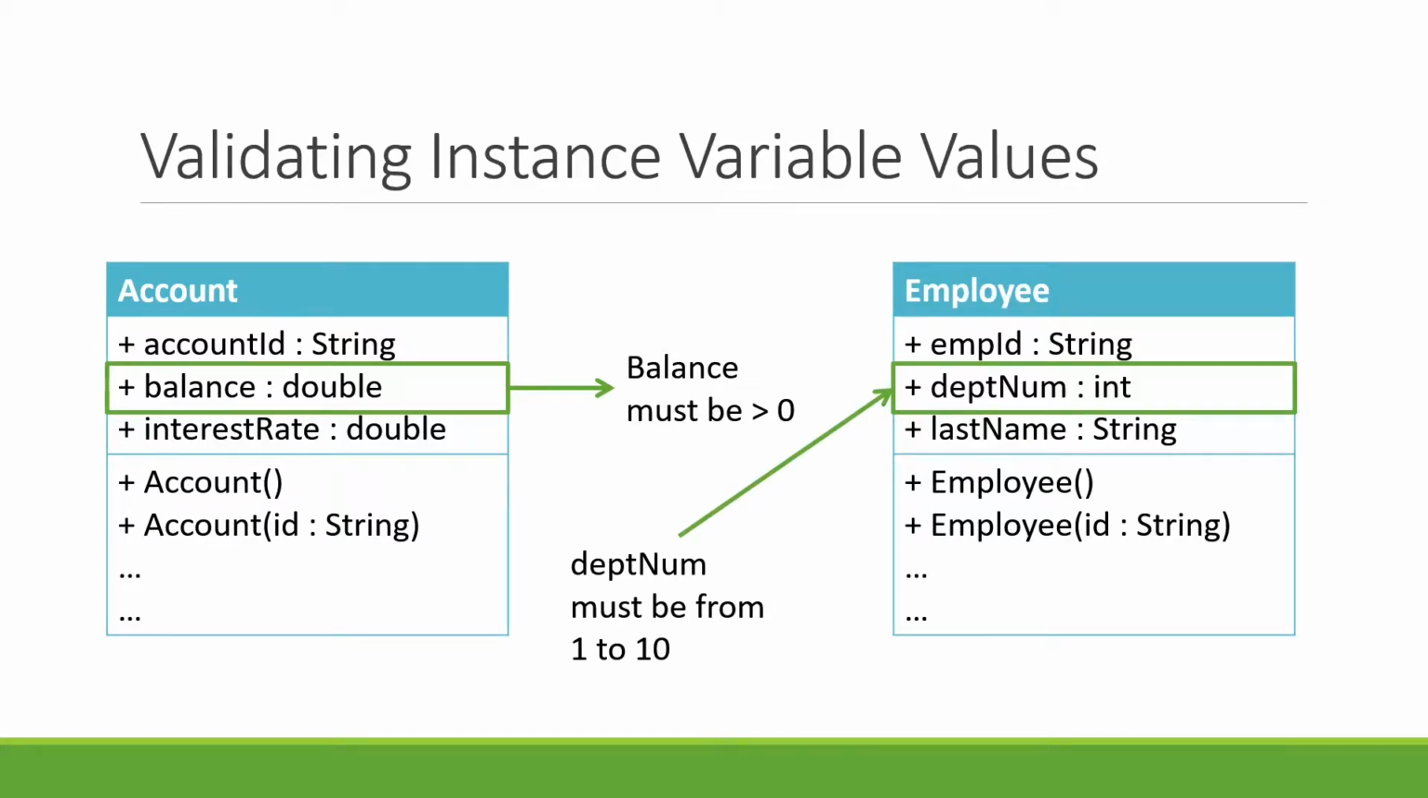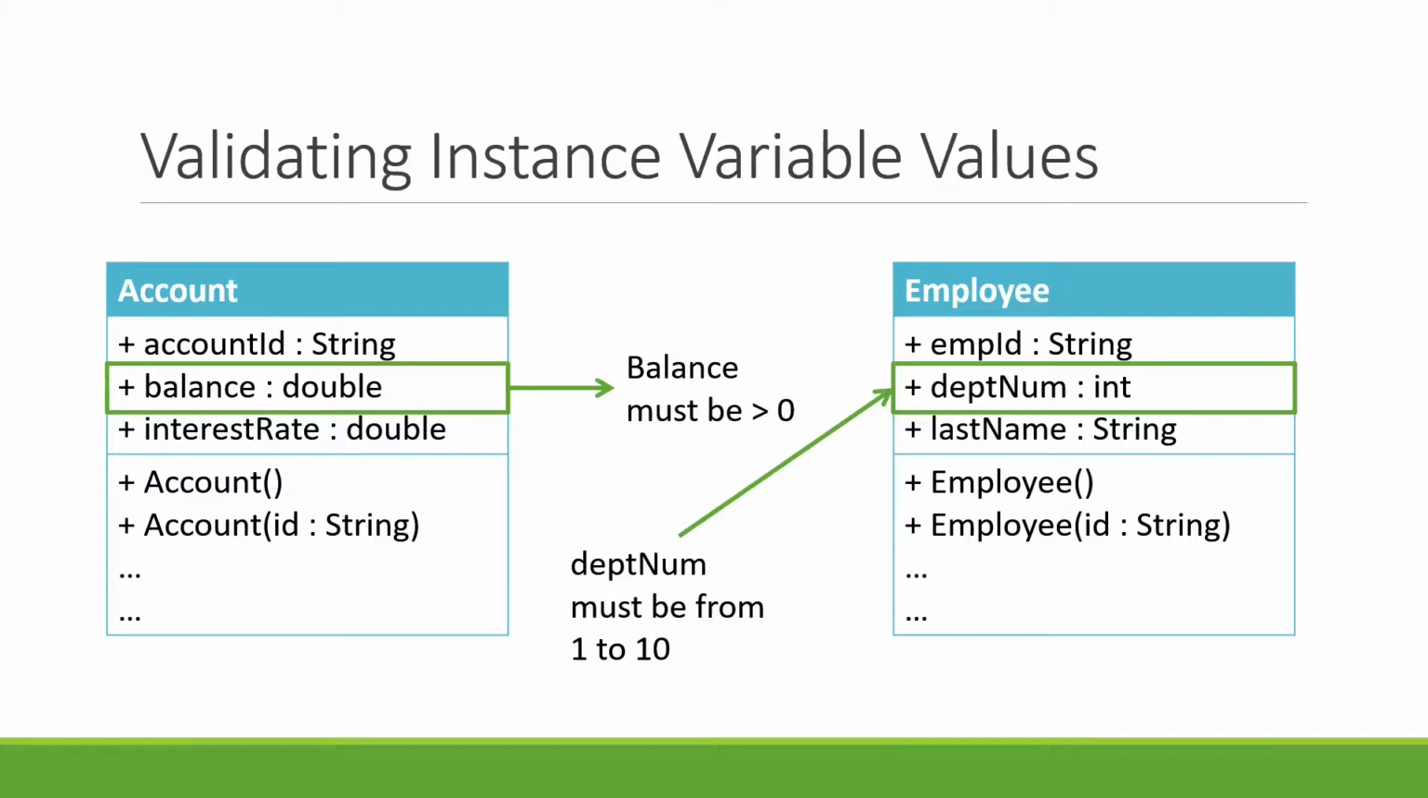Similarly, if you had an employee class with a member for the employee's department number, you wouldn't want an invalid department number to be assigned. For example, if the department numbers ranged from 1 to 10, you would want to make sure that a value less than 1 or greater than 10 could not be assigned to the department number member.